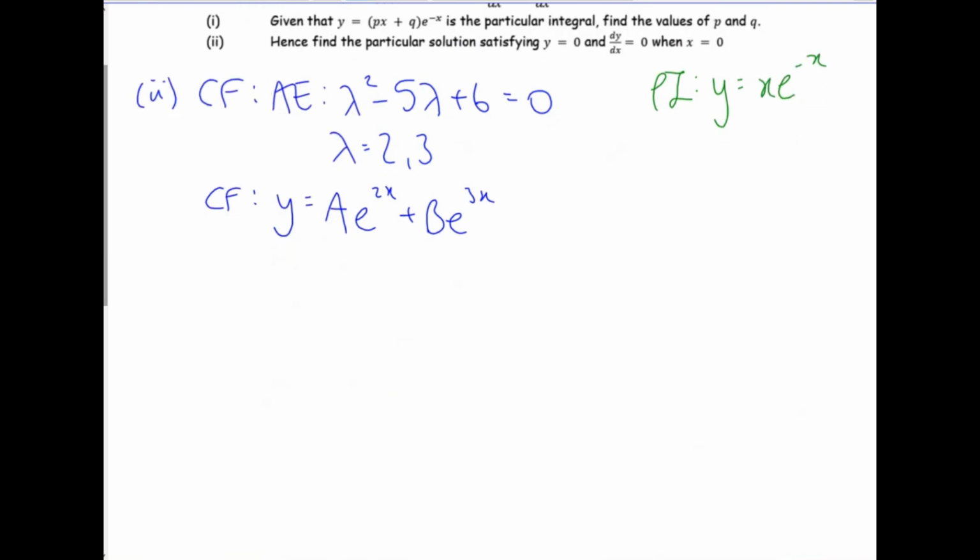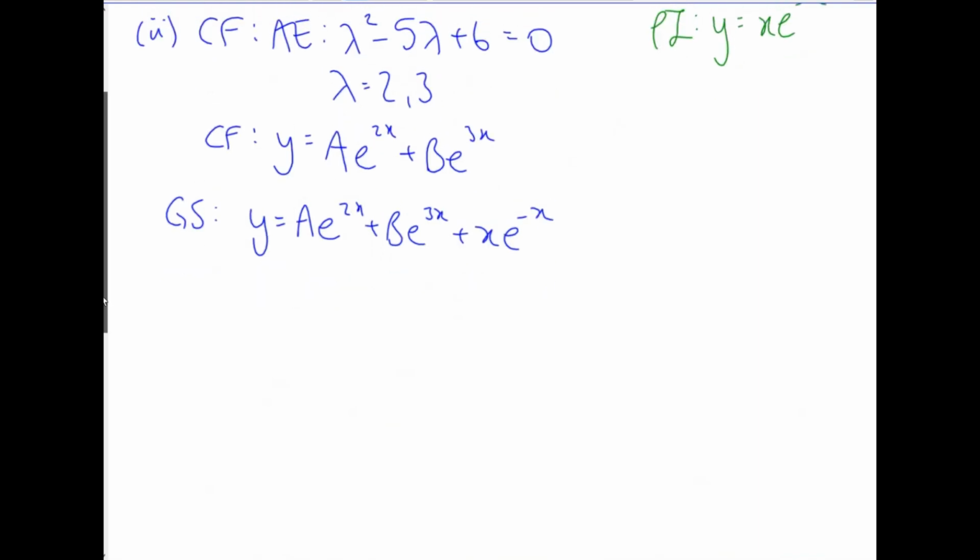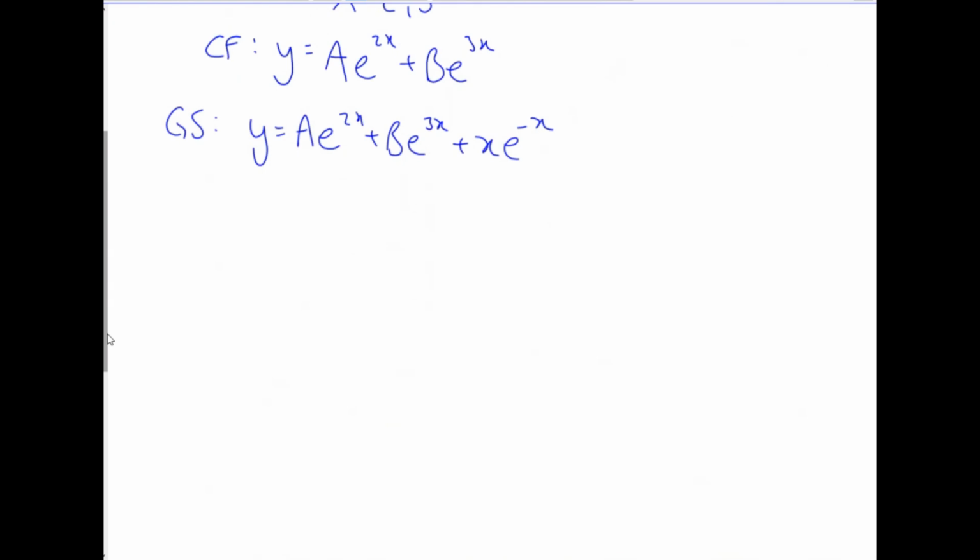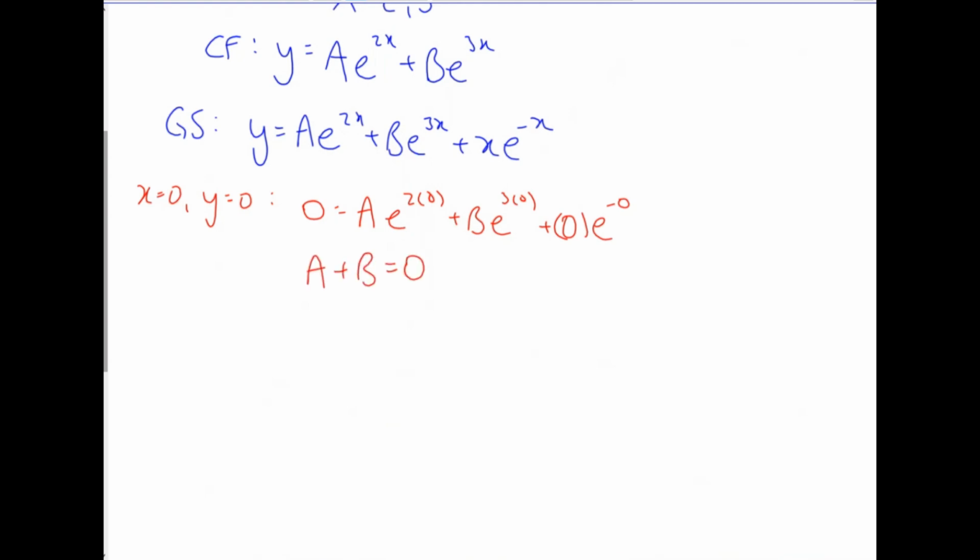Put this together for our general solution. So the general solution is just these two things added up: a e to the 2x plus b e to the 3x plus x e to the minus x. Then using our boundary conditions: when x is 0, y is 0. Sub all that in: a e to the 2 times 0, b e to the 3 times 0, 0 times e to the minus 0. Obviously, this last bit ends up being 0. e to the 0 is 1, so you get a plus b equals 0.